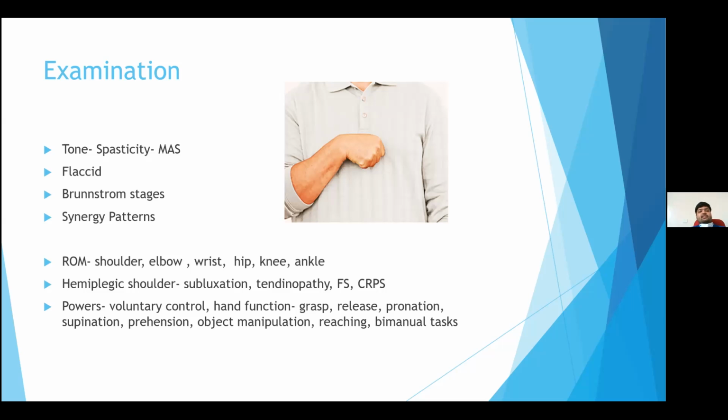And shoulder is always a villain in stroke. It can either drop down, it can get stuck inside, frozen shoulder, subluxation, part of CRPS, tendinitis. So many things can go wrong at the shoulder. So it's important to know what is the baseline assessment, what is happening at the shoulder. Check for subluxation with your finger.